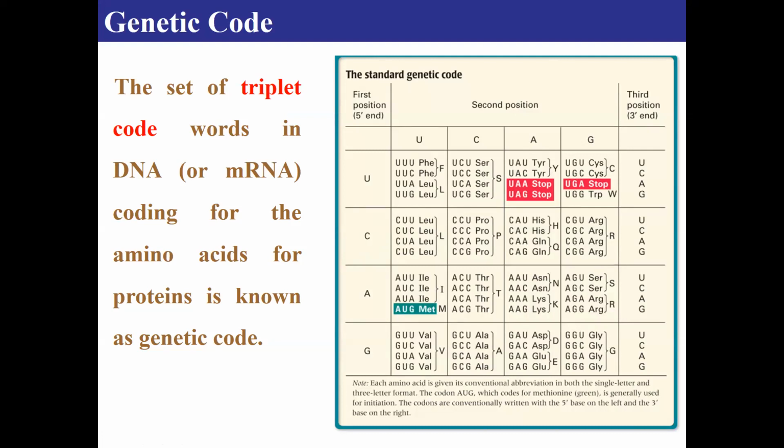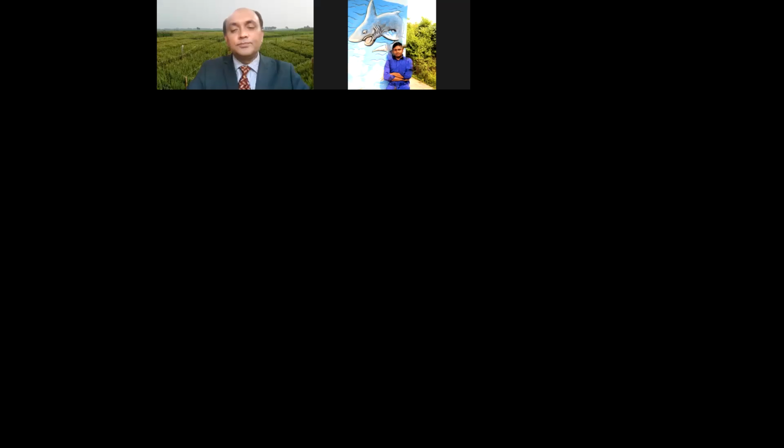So the set of triplet code words in DNA or mRNA coding for the amino acids for protein is known as genetic code. So today I should stop here up to the genetic code, and if you have any question, you can ask, and this is your time. So please ask a few questions. If you do not ask me question, then I shall ask you a question.